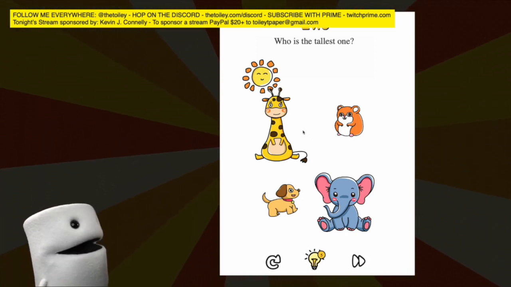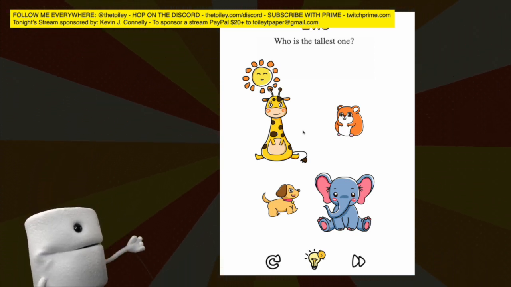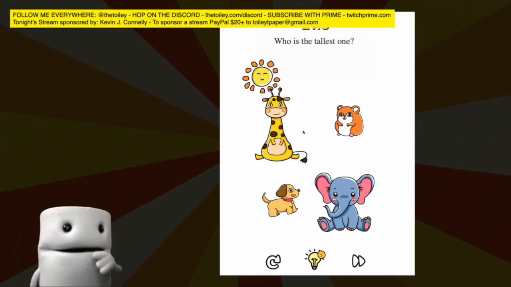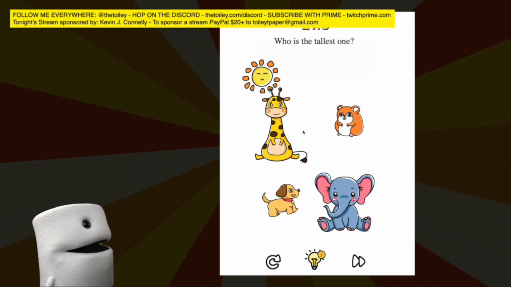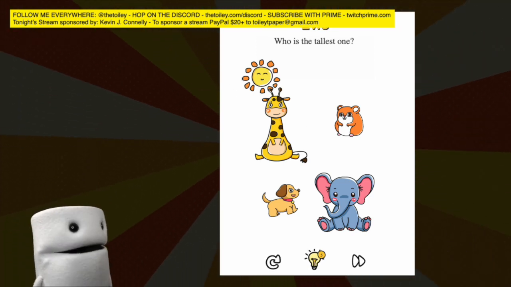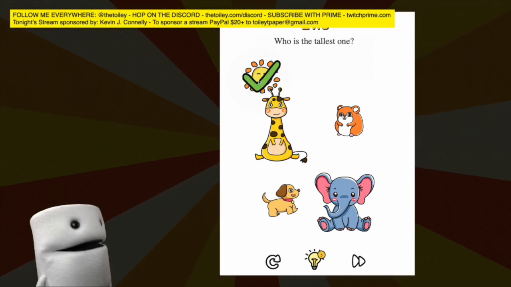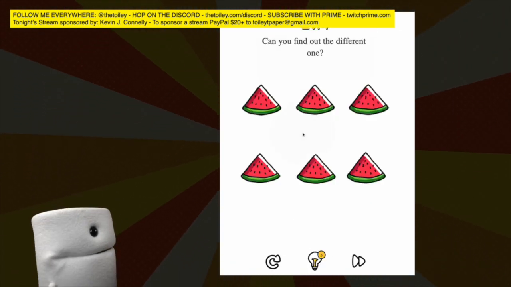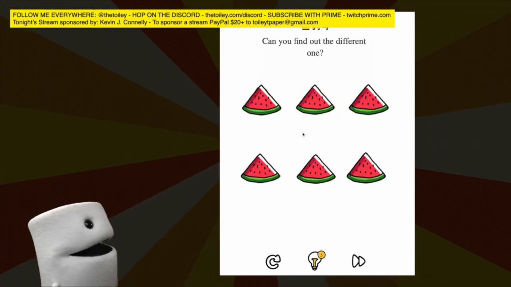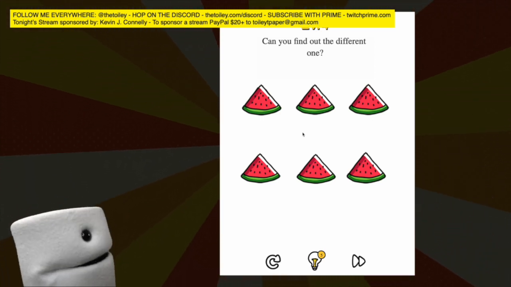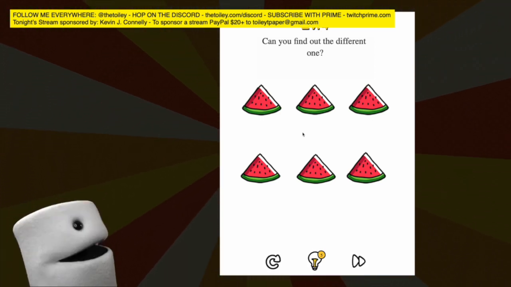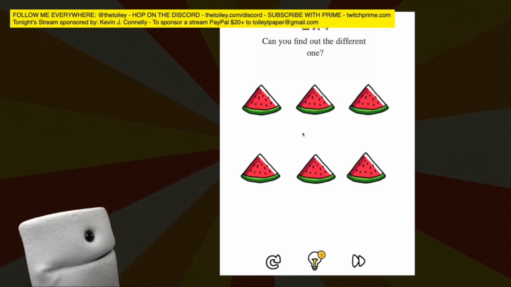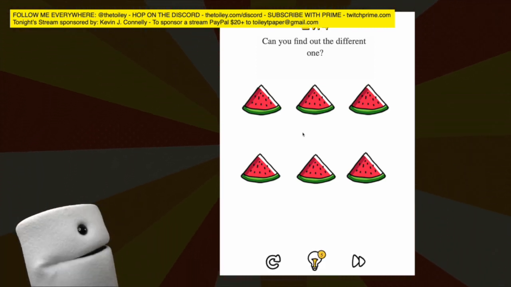Okay, so which one is the tallest one? Right, you guys are getting this. You're saying the giraffe, but the answer is actually the sun. The sun is the tallest one. Can you find out the different one?